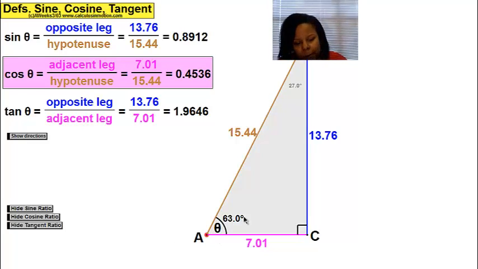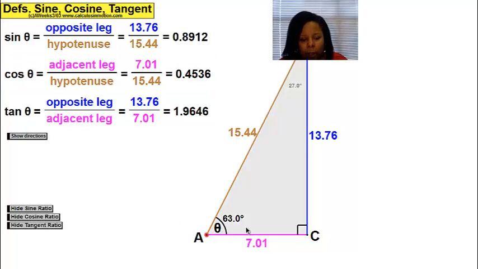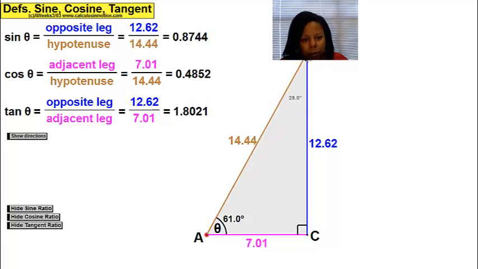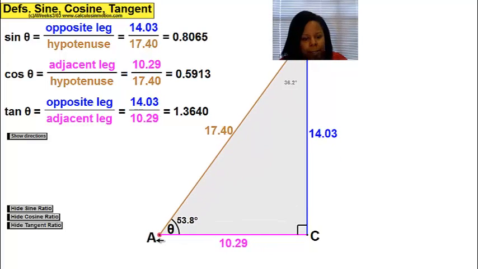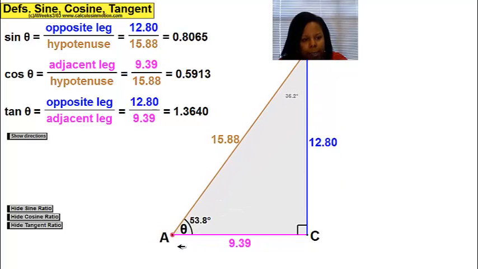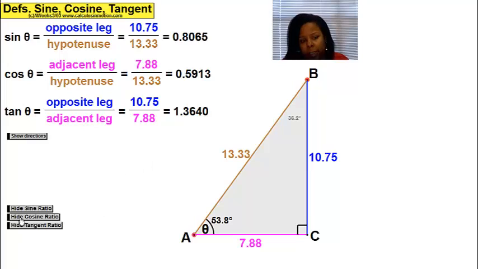This ratio is based off of this angle, and this angle measures 63 degrees. So if I were to change the angle measurement, then these ratio values would change. Let's take a look at what happens if I change the angle measurement from 63 degrees to another. Now let's say I change it to 53 degrees. As you can see here, the ratios for the sine, cosine, and tangent did change. But if I change the triangle so that the 53.8 degree angle still remains for theta, the ratios will stay the same, but the side lengths will change.